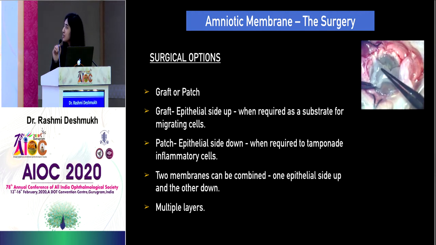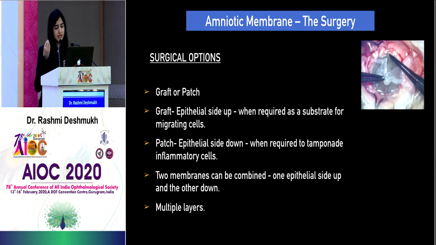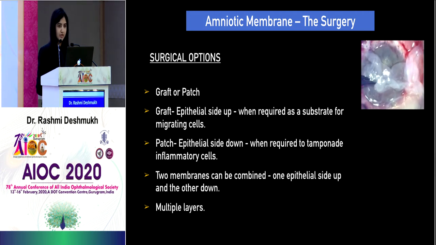Yes. So in this video, what is demonstrated is that when we're pulling on the amniotic membrane, when we see strands like that, it means that side, the sticky side, is the stromal side. And if the strands are not seen, that means it's the epithelial side. So why this is important is because the amniotic membrane can be used either as a graft or a patch.